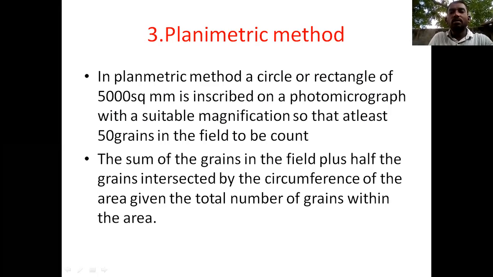How do we consider the total number of grains? The sum of the grains in the field plus half of the grains intersected by the circumference of the area gives the total number of grains within the area. This is how to find the grains in a solid body in the planimetric method.